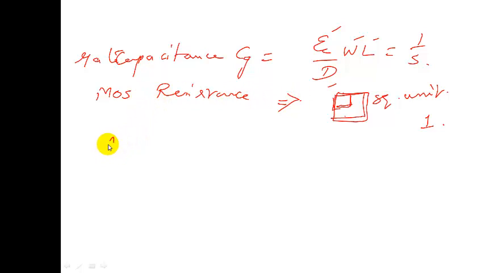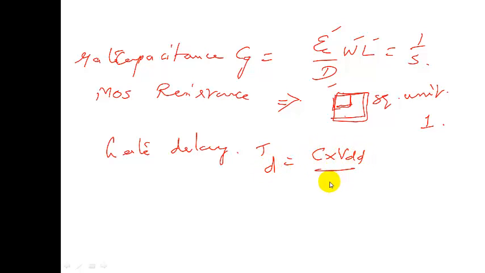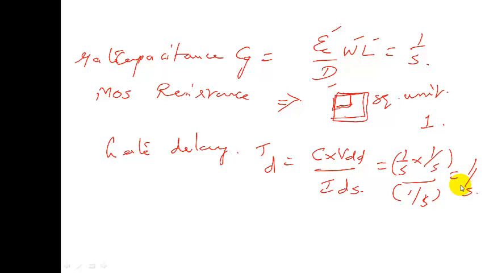And then the next one is the gate delay. When we talk of gate delay, your TD, what I would mention, is C times VDD divided by IDS. So now how is C changing? 1 by S. And how is VDD changing? 1 by S, divided by 1 by S, by which IDS is changing also. So ultimately this also is going to be 1 by S only.